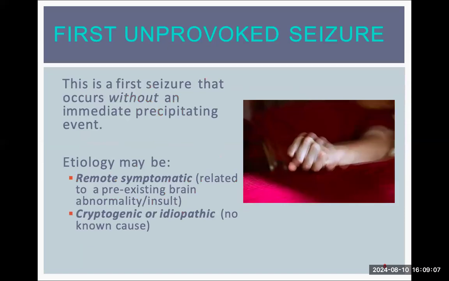So as you know, the seizure is always an event that causes significant anxiety for the parents. And the first unprovoked seizure is the first seizure that happens without an immediate precipitating event. And the etiology can be either symptomatic cause, like relating to a pre-existing brain abnormality or insult, or in most of the cases, it could be cryptogenic or idiopathic, as we can say.